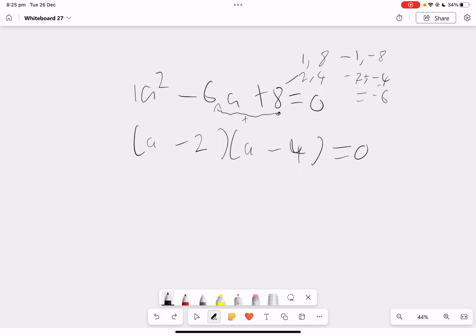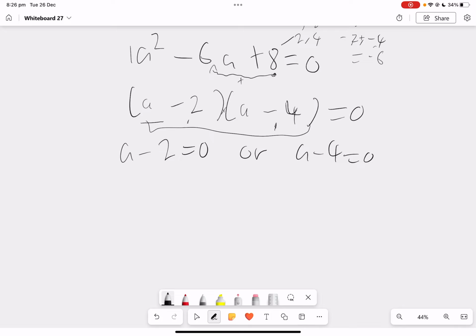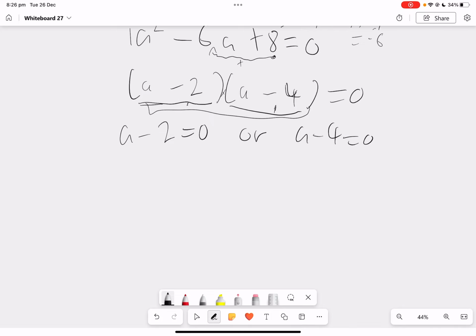Now all you do is use the null factor law to solve for a. So a minus 2 is equal to 0, or a minus 4 is equal to 0. The reason why is because of the null factor law, remember: if this whole thing is equal to 0, and these are being multiplied by each other, that means one of these terms has to equal 0. So we just set this whole side equal to 0, or this whole side equal to 0. So that's how we get that. So a minus 2 equals 0, just plus 2 on both sides. A is equal to 2. Or a minus 4 equals 0, just plus 4 on both sides. A is equal to 4.